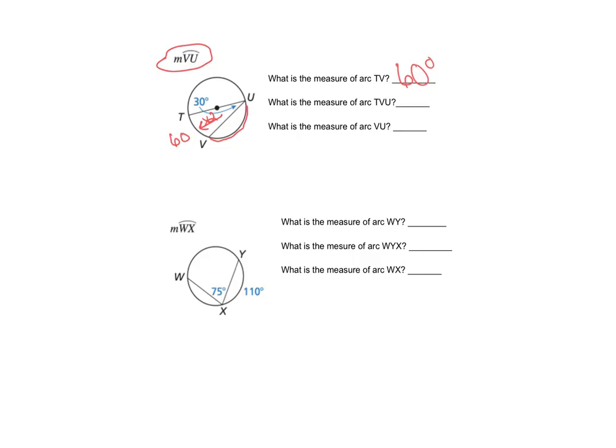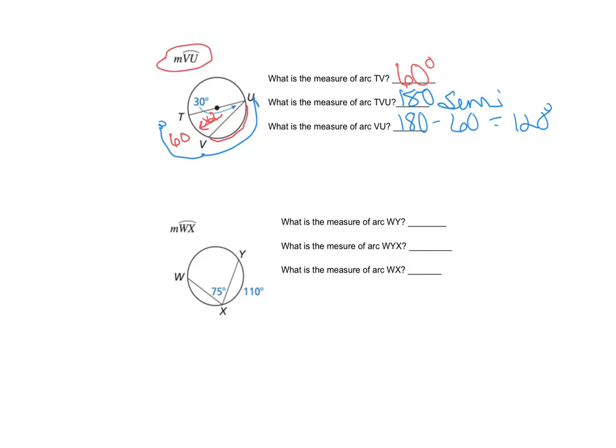TVU is a semicircle. And a semicircle is always 180 degrees, which means if we have the whole blue and we know 60 degrees of it, then the rest of it is just going to be 180 minus 60, which is 120 degrees. So sometimes you have to think about all of the different arcs as you're going through here to figure out the one that we want to have.